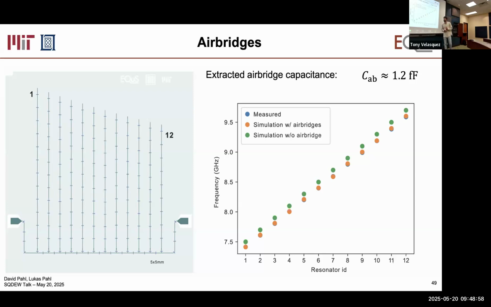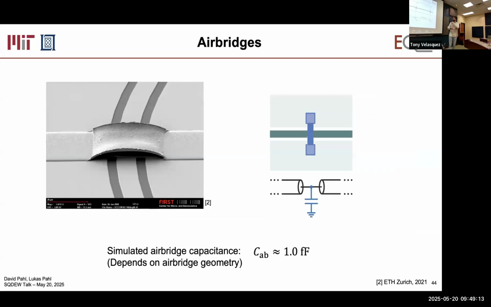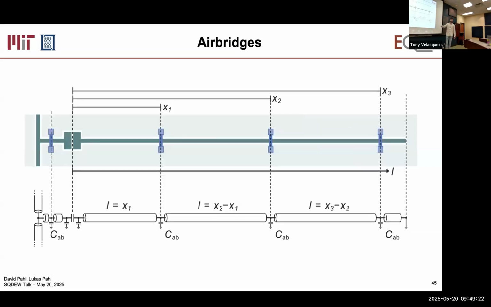And a follow-up, does the distance between air bridges affect the capacitance? Between air bridges? Yeah. So what definitely affects capacitance is how tall the air bridges are. So how big this gap is. If this is very high, then the capacitance is low. Between air bridges shouldn't affect the capacitance.